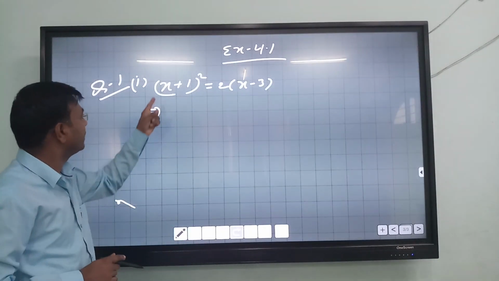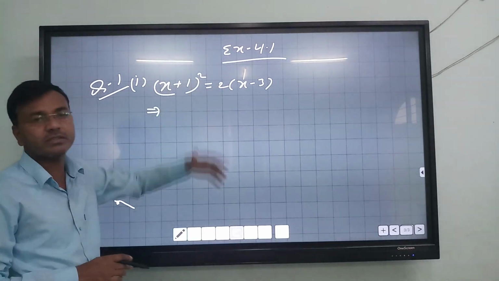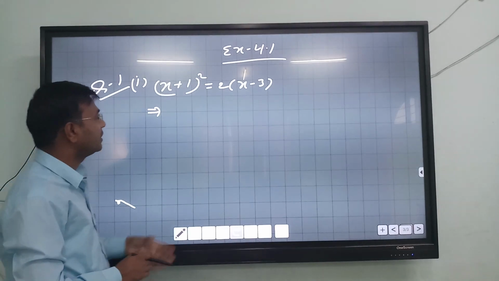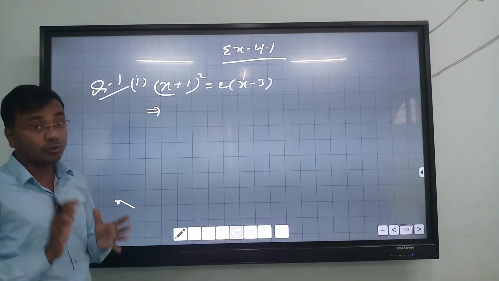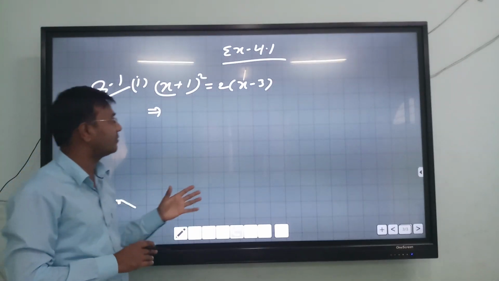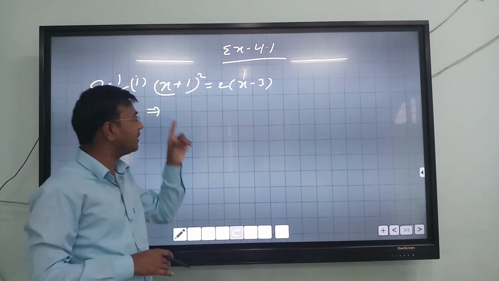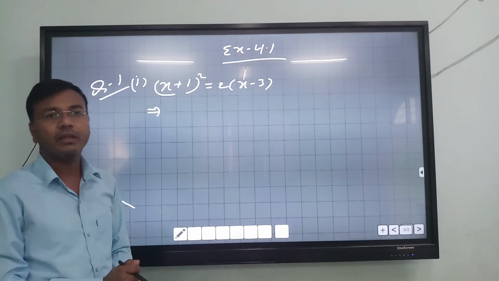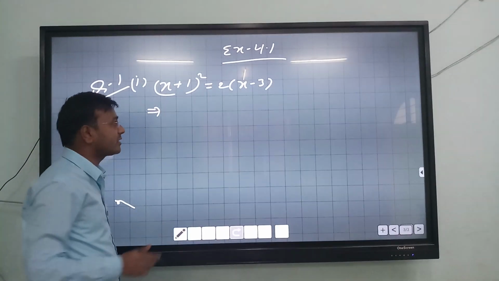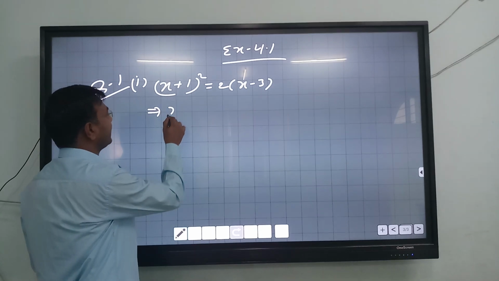Do not think that x is there, square is there, so this is a quadratic equation, because in some of the equations it is. But I will solve some questions where you will find that just by looking at the equation it seems quadratic, but actually it is not. So wait, I will be discussing some examples like that.